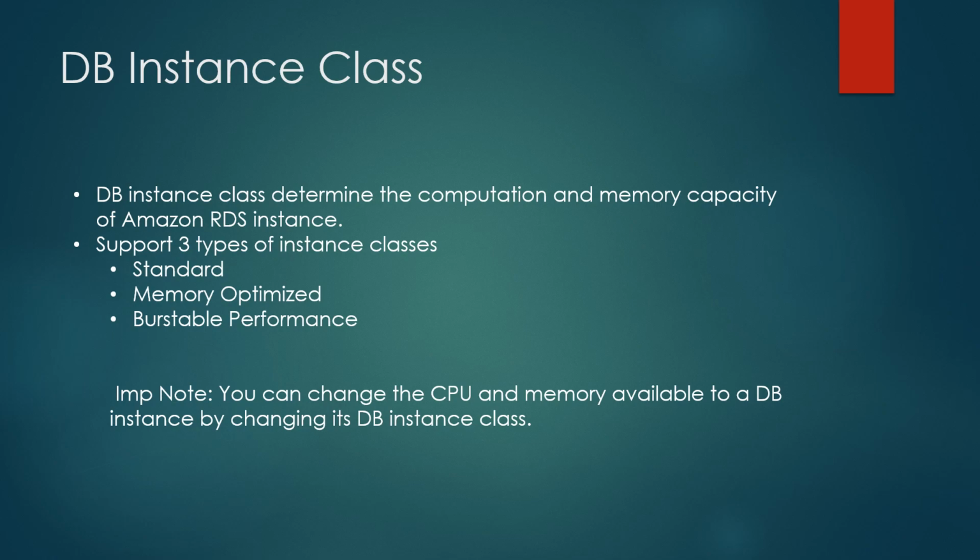And then the memory optimized instance class is for applications that are memory intensive. Variations available are db.z1d, db.r5, r4, r3, x1, etc. And the last one is the burstable performance instance class that provides a baseline performance level with the ability to burst to full CPU usage. Various versions are db.t3 and db.t2. After you have provisioned your RDS database, you can change the CPU and memory available for the database.